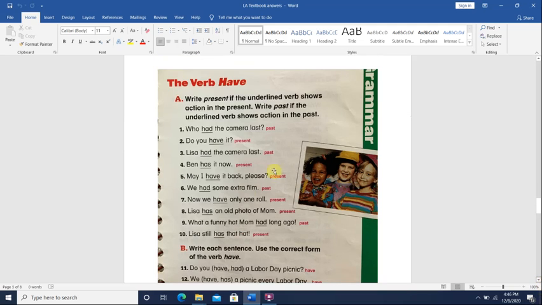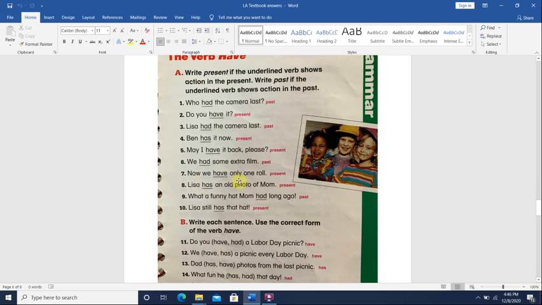Okay. What else? Well, we have only one roll. Have is in the present tense. Lisa has an old photo of mom. Has is in the present tense. What a funny hat mom had long ago. Had is in the past tense. Lisa still has that hat. Has is in the present tense.